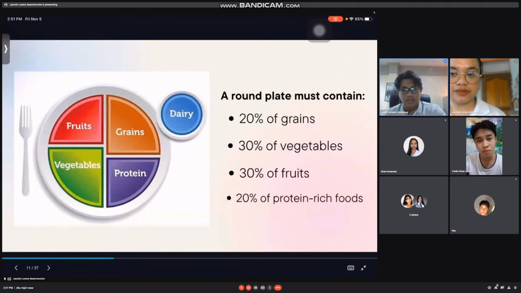As you can see, the My Plate is shaped like a pie chart. For example, 20% is for grains, 30% are for vegetables, 30% are for fruits, and 20% are protein-rich foods, which contributes to 100%, which means this is a healthy, proper human diet.